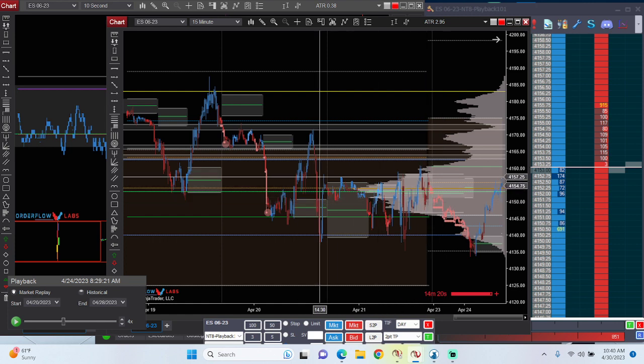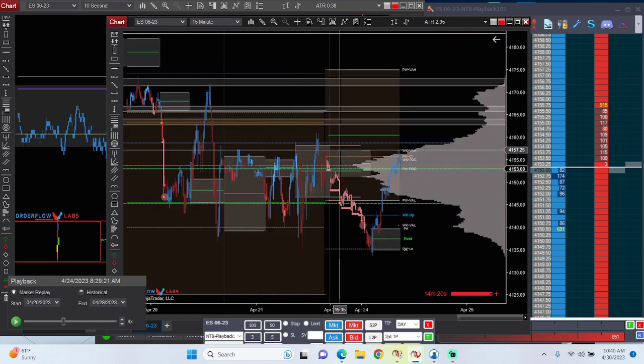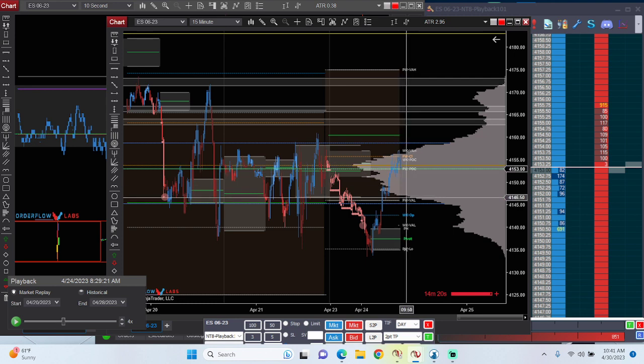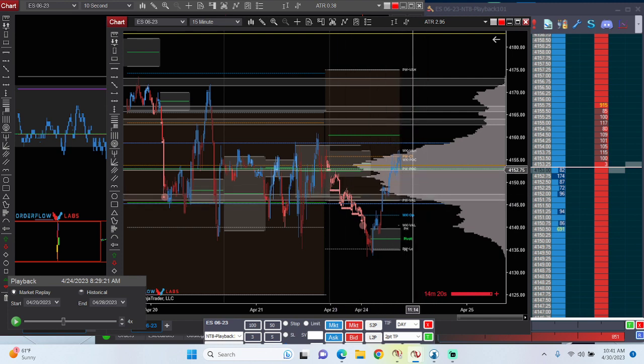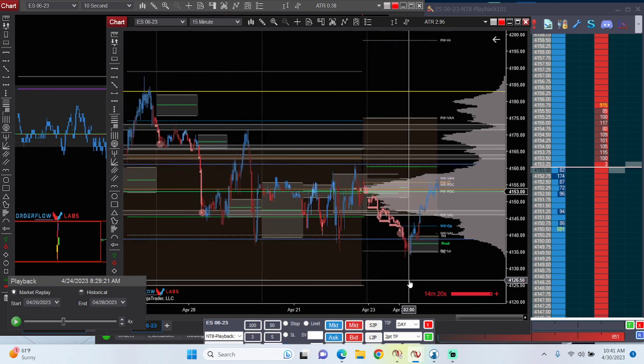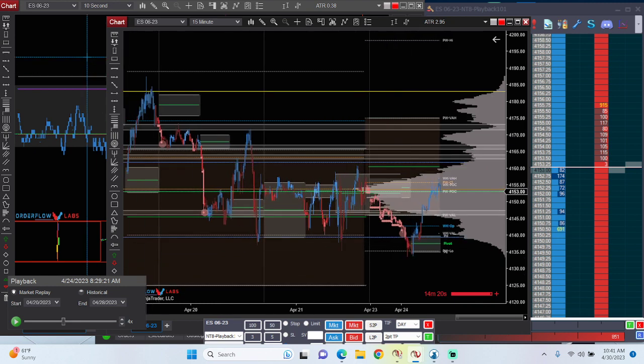But let's see, we closed. We are pretty much at previous week point of control. So I would look somewhere upon this area, previous week value area low, somewhere in that ballpark for some potential bid to come in to try to push this up. Let's see, looks like we are right before the open, getting close to the overnight high.